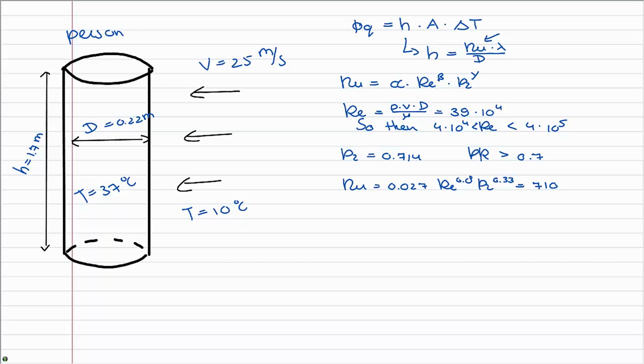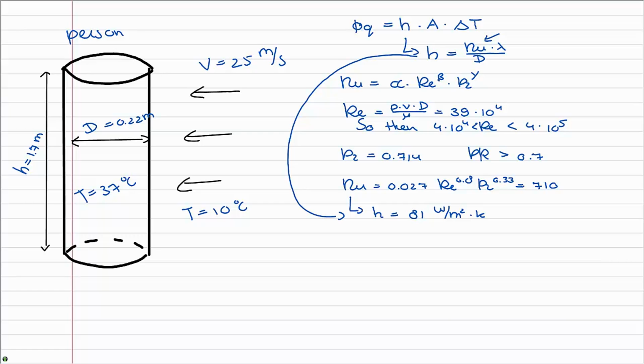And also, if I know Nusselt, I also know H, right? Because also lambda and the diameter are already given. So we just have to fill them in that equation. So for Nusselt we fill in 710, for lambda 0.025, and for the diameter 0.22. And we find 81 watts per meter squared times Kelvin, or Celsius. Doesn't really matter since it is a difference.